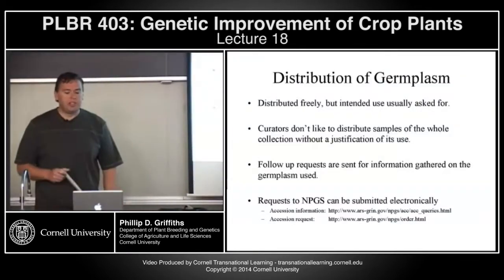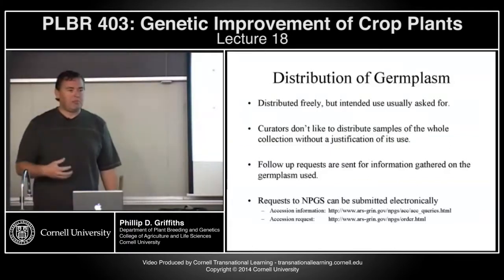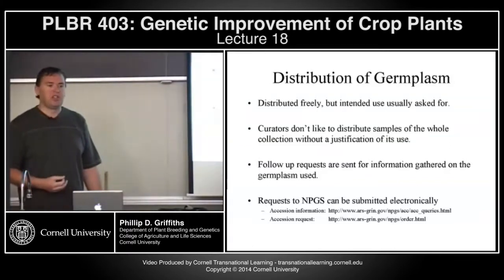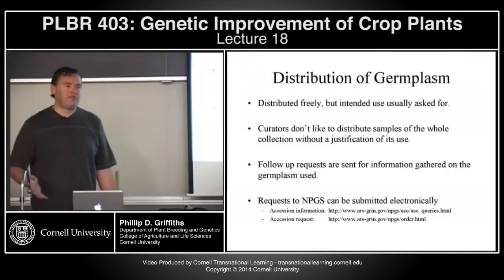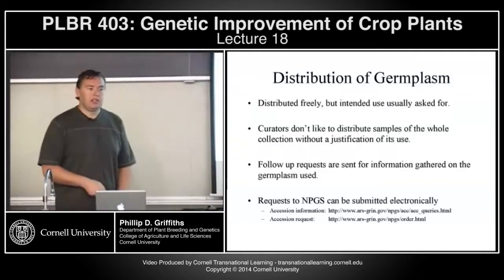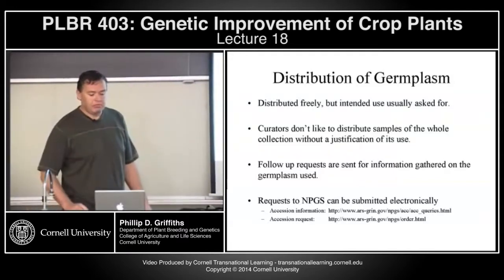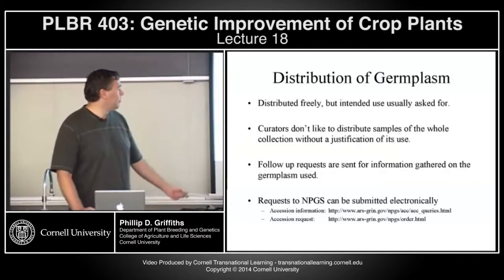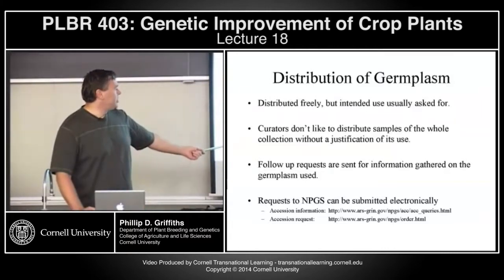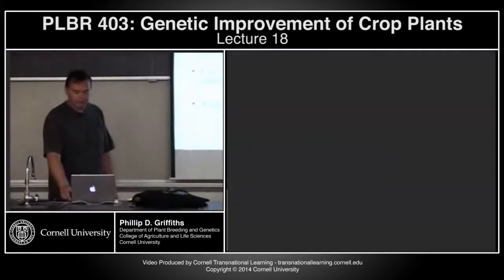It is distributed freely, but obviously with these active collections, they've got to package everything out and send it, so they don't like people to just say, can you send me everything I've got? Because then somebody's got to sit down and package out 3,000 different accessions. So they like you to give a reason for why you're requesting it, and also to give you some feedback on it, if that's possible. But the information for requesting can be seen at these websites, which are on the handouts at the back of the room.